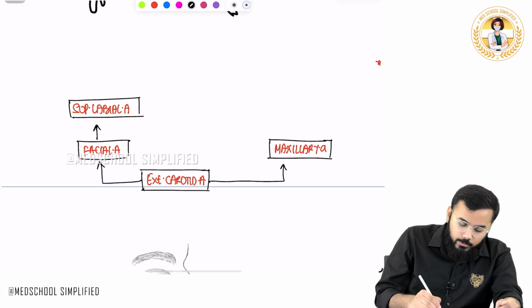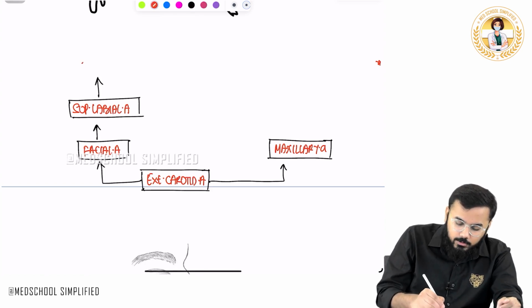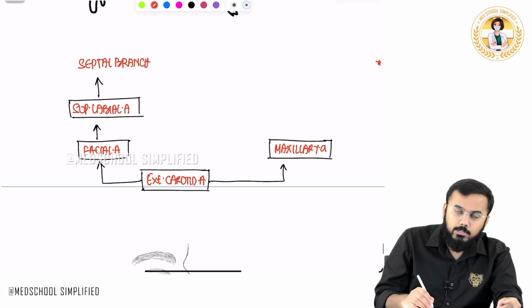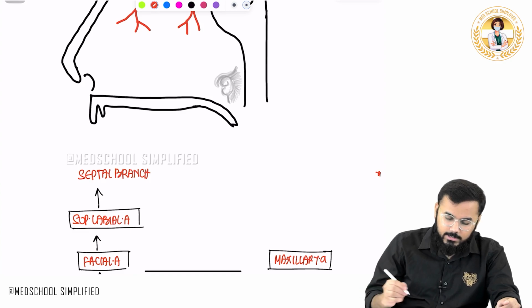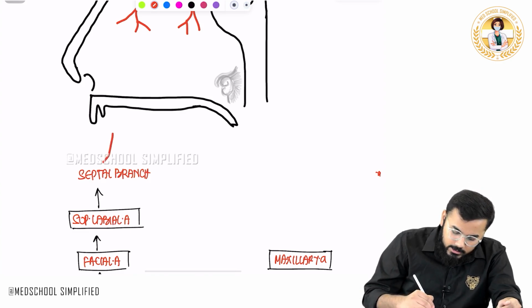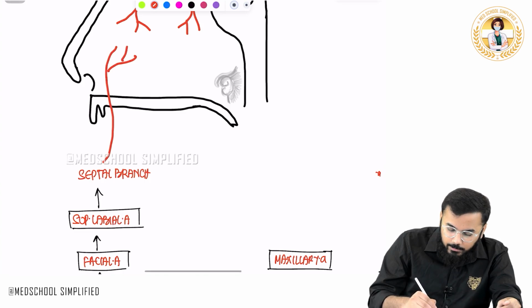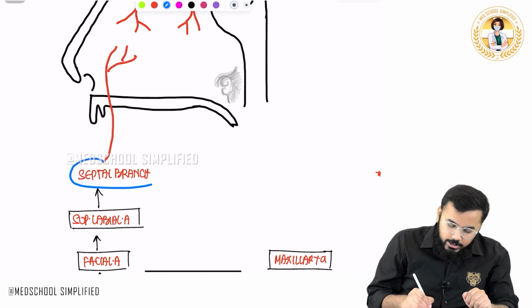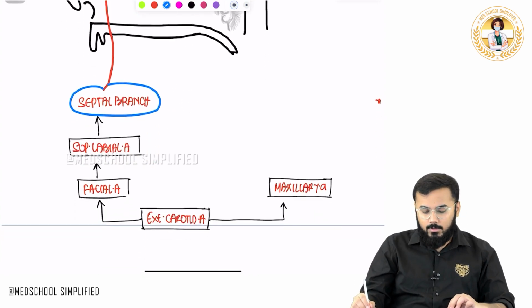Okay. And this superior labial artery gives the last branch that is called your septal branch. Why are you calling it the septal branch? Because you know this is your nasal septum and this is the branch that goes all the way up and supplies your nasal septum. So this is the septal branch which is actually supplying your nasal septum.